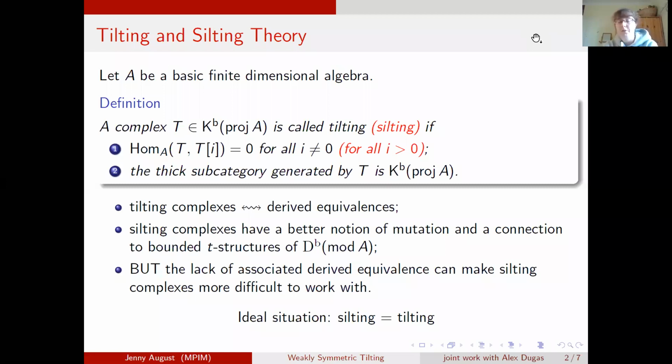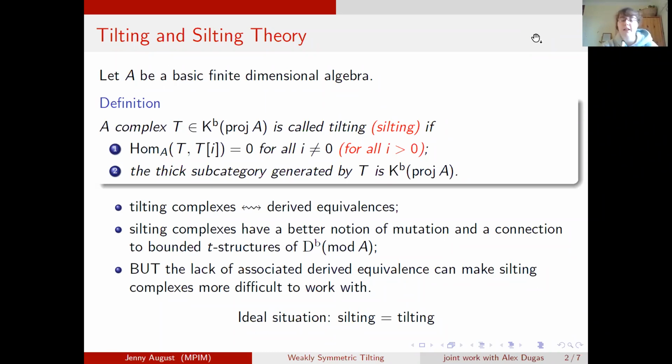And silting, as you probably know, is a generalization of this, where we only alter the first condition and ask that there are no morphisms from T to any positive shift of T. So negative self-extensions are allowed. Tilting and silting are both very well studied concepts. Tilting dates back to Rickard's work on derived equivalences. And in fact, due to his work and perhaps also work of Keller, tilting and derived equivalences are essentially synonymous.